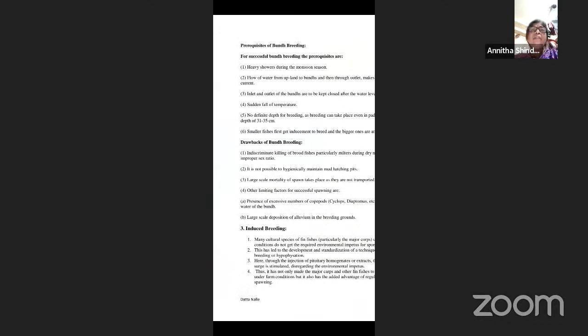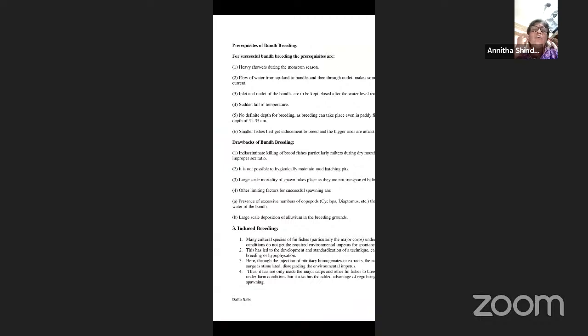The next is prerequisites of bund breeding. Prerequisites means what you require for the construction of the bund breeding. So for successful bund breeding, the prerequisites are what you should have. Heavy showers should be there during the monsoon season. Okay, you should have a heavy rain downpour.